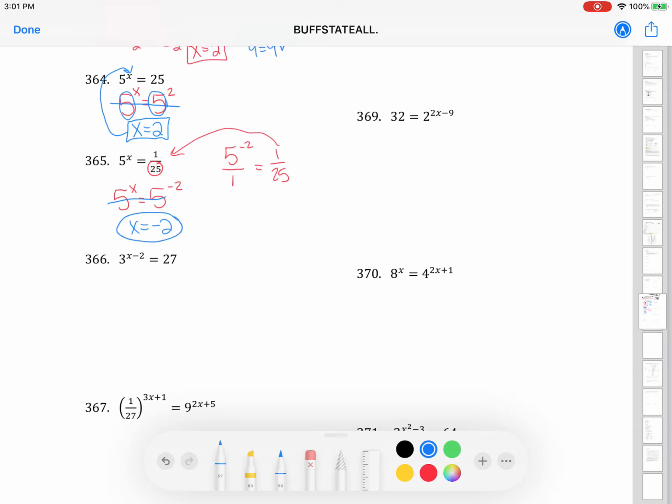Okay, so these 5s cancel each other out. Boom, you're already done. x equals negative 2.